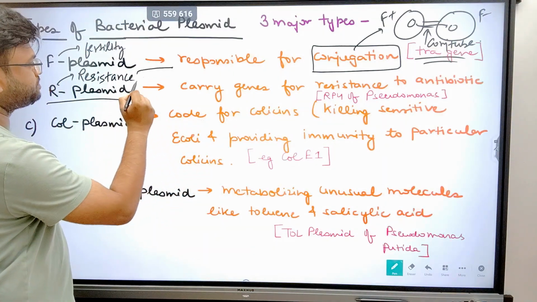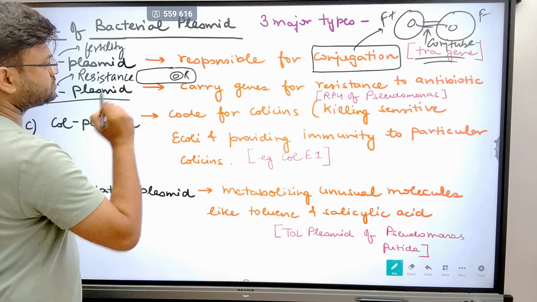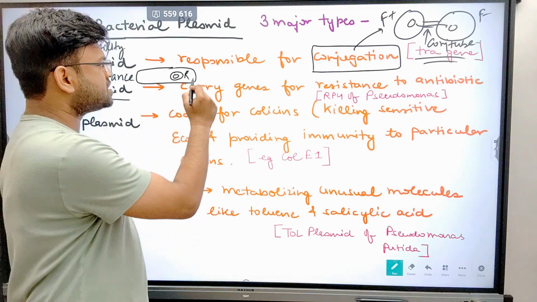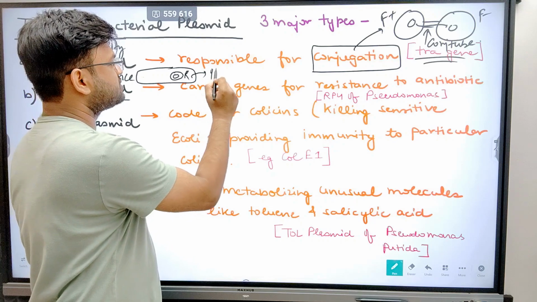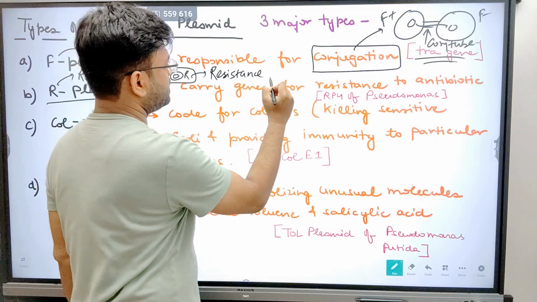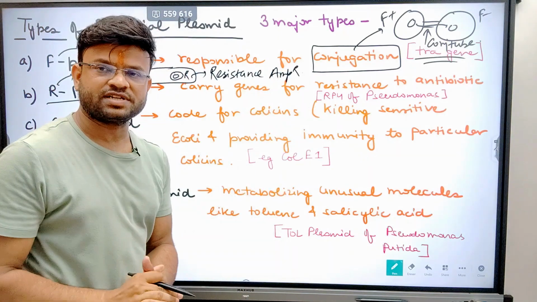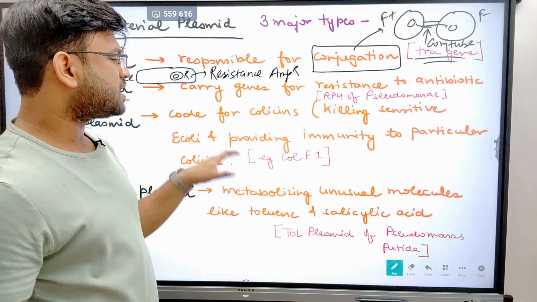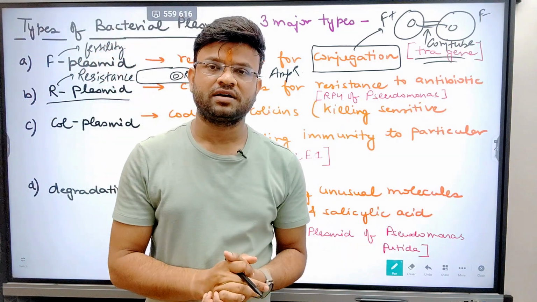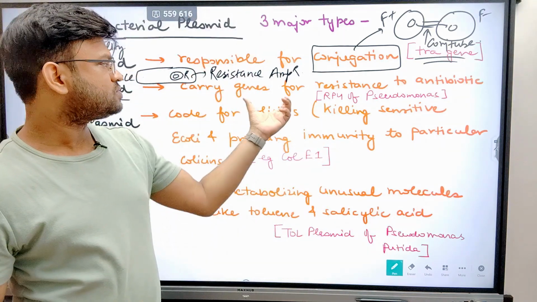Suppose this is a bacteria and it has an R plasmid, right? This R plasmid is providing resistance against the antibiotic ampicillin. Now, if you keep this bacteria in the antibiotic ampicillin, what will happen? This bacteria would not die. This is what is written over here.